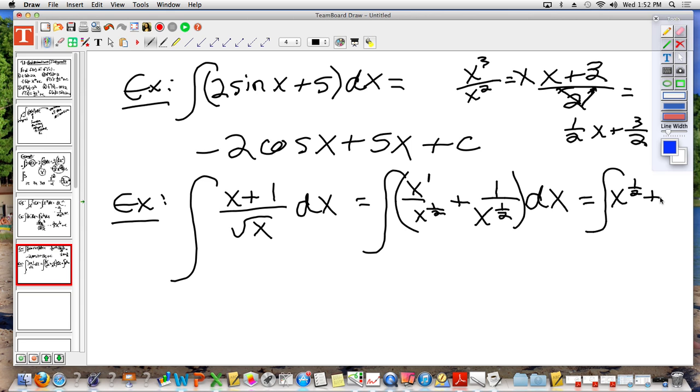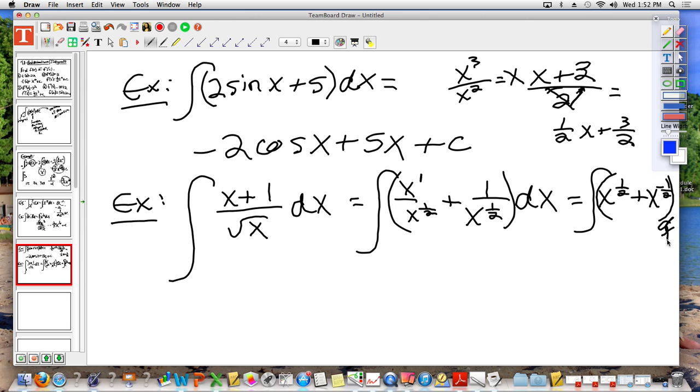So this is the same thing as the integral of x to the 1/2 power plus, what can I do with this? Don't think too hard. X to what power? Negative 1/2 power. Yep. Move it to the top, change the sign of the power. I've got to squeeze a little dx in there too. X to the 1/2 power plus x to the negative 1/2 dx. Now we can find the integral.